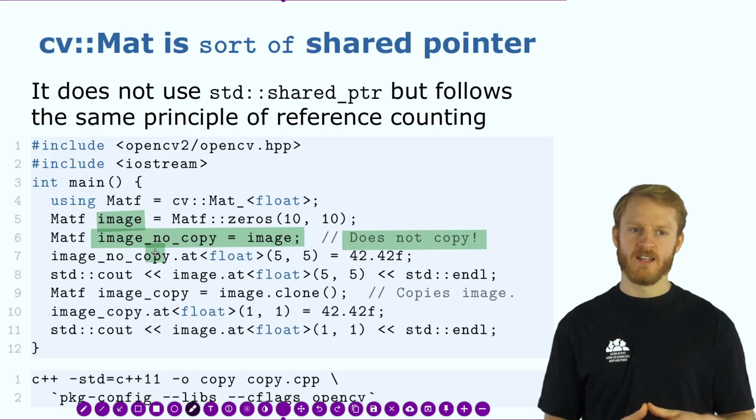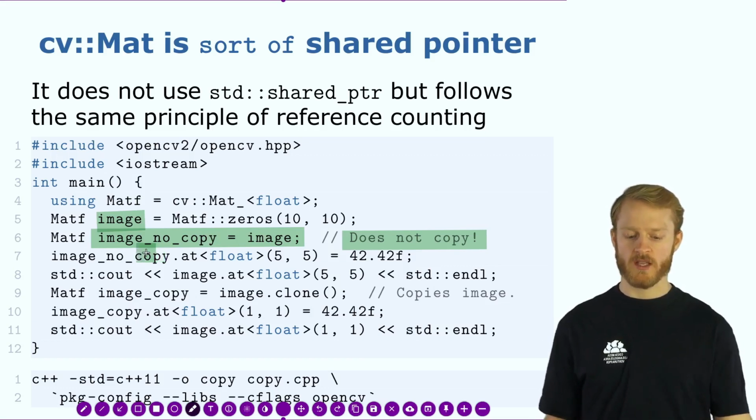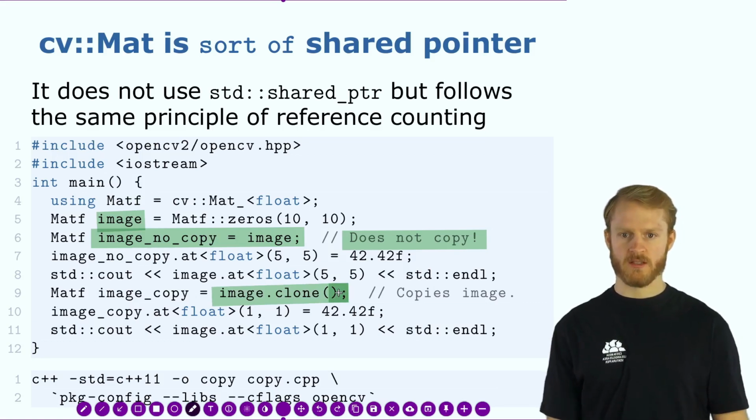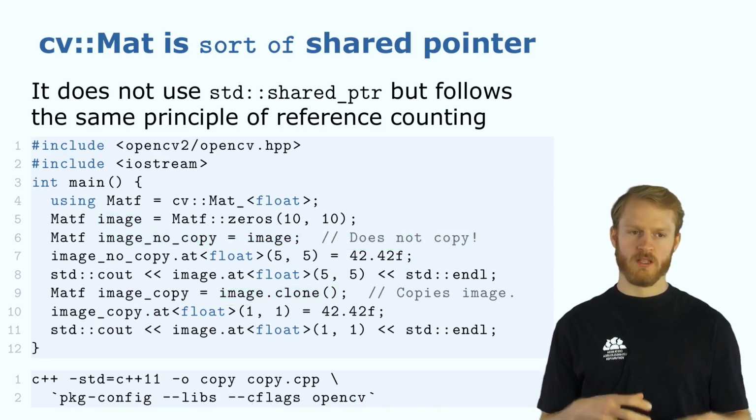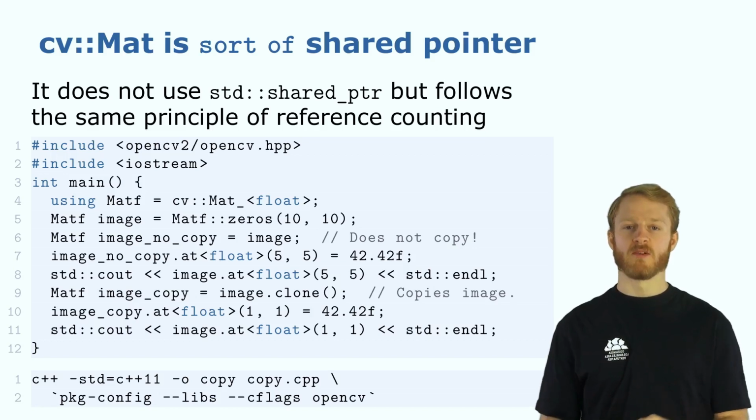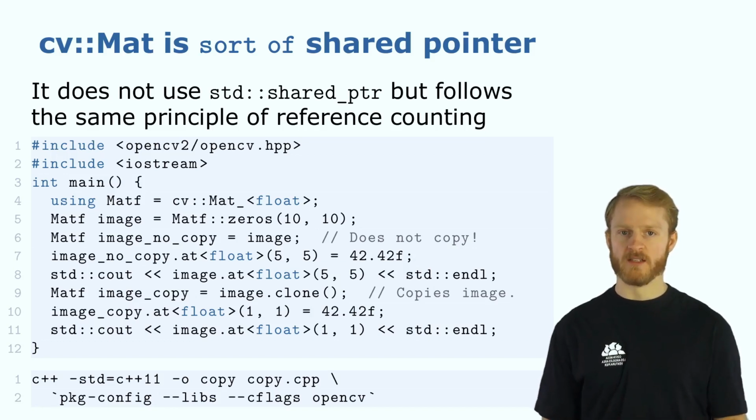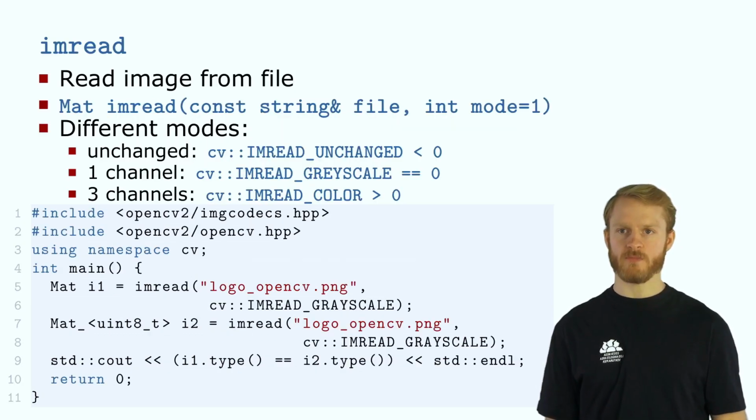This can lead to a lot of headaches if you are not aware that you are not copying with the assignment operator. So if you want to copy, you have to use image.clone. In this case, you will generate a copy of the image. So again, you should try this example. And the takeaway is don't use the assignment operation as a copy, because it will not copy anything.